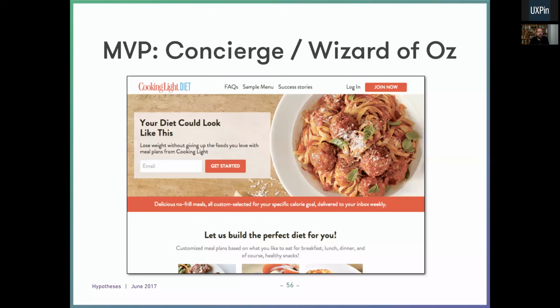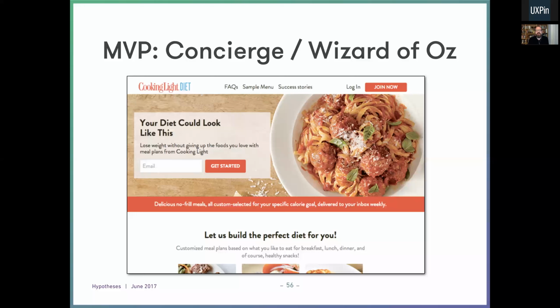And finally, to test features of a service, you can do Wizard of Oz or concierge testing. This is a project that we did a couple years ago for Cooking Light Diet, where we built a subscription menu service where people would sign up, they'd pay a monthly fee, and every week they would get healthy menus emailed to them. This service had almost no back-end systems. It was a front-end system. When people would fill out their forms, it would come to our small team of wizards, Wizards of Oz, you know, the man behind the curtain.